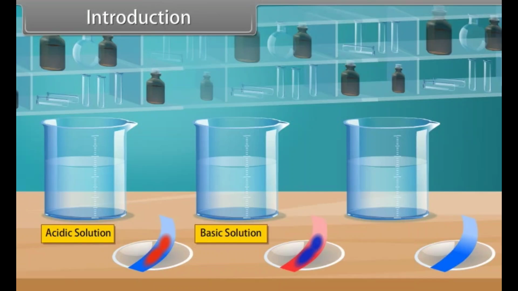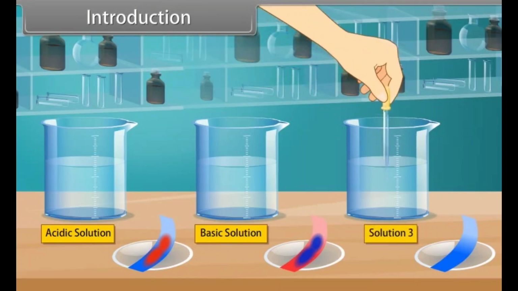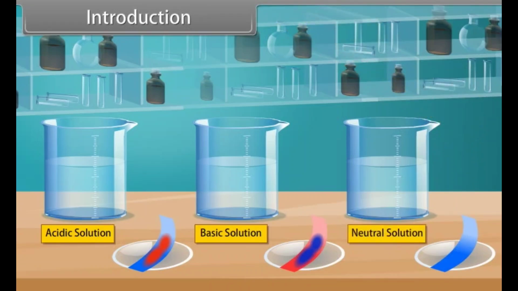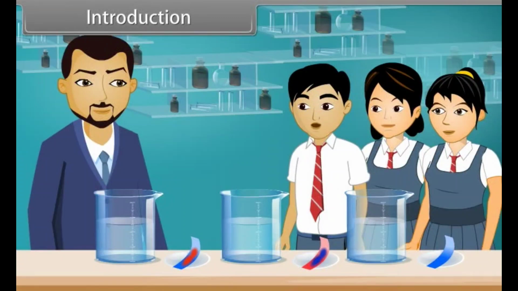Finally, we test solution 3. The color is not changing. It shows that this solution is neutral and we can say that the solution is at equilibrium. Sir, what is equilibrium? Equilibrium is a condition when the number of moles of base becomes equal to the number of moles of acid. Let's learn more about it.